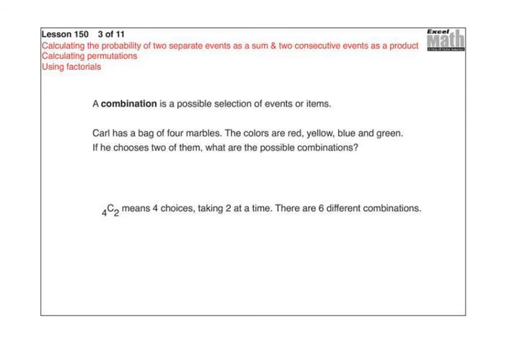It's going to get a little bit harder. A combination is a possible selection of events or items. Carl has a bag of 4 marbles, okay? Same situation, red, yellow, blue, and green. It's going to get a little more complicated. If he chooses 2 of them, what are the possible combinations? Okay, so we are going to say, what could he possibly pick if he just picks one out, puts it back in, and then picks another one out? What are the combinations he could make?